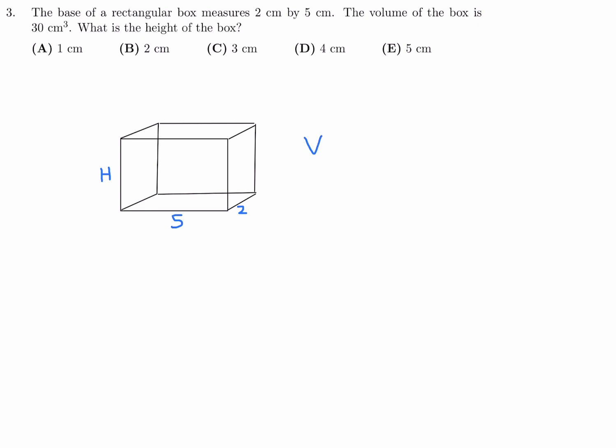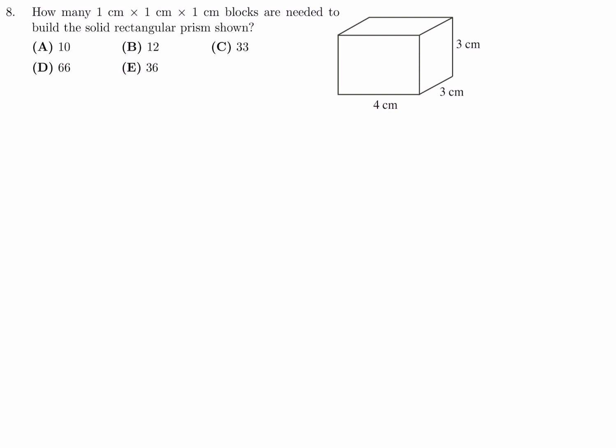The volume is given by length times width times height. In this case, it would be 5 times 2 times h. And the volume they've told you is 30. So this becomes 30 is equal to 5 times 2 times h, which is 10h. And dividing through by 10, h is equal to 3. So number 3, the answer is 3, and that's choice C.